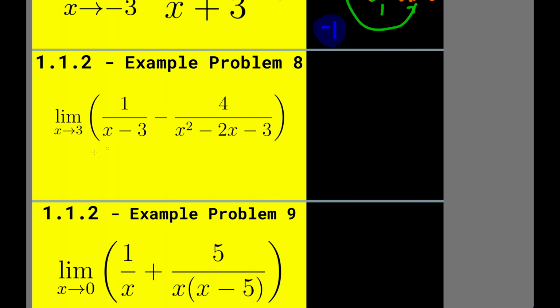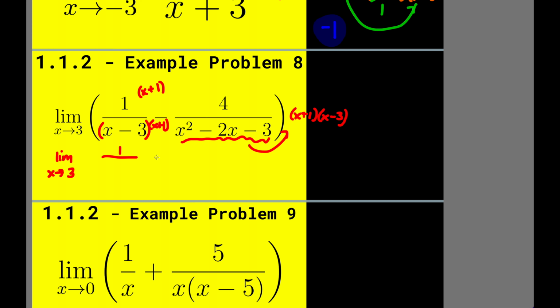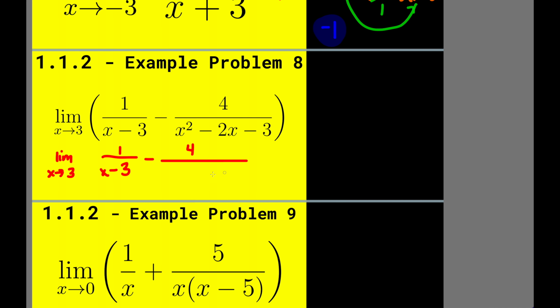So what we're going to do is get common denominators. And to do that, I'm going to first rewrite this. So now it's going to be 1 over, I'm going to multiply the top by x plus 1 and the bottom by x plus 1. So now it's common denominators with this one right here, because this whole thing factors to x plus 1 times x minus 3. Essentially, let me get rid of all this to clean it up. I'm just going to factor everything first, and then it's going to be a little bit easier to see. So we're going to do 1 over x minus 3 minus 4 over x minus 3 times x plus 1. Okay, of this whole thing, we're doing the limit.